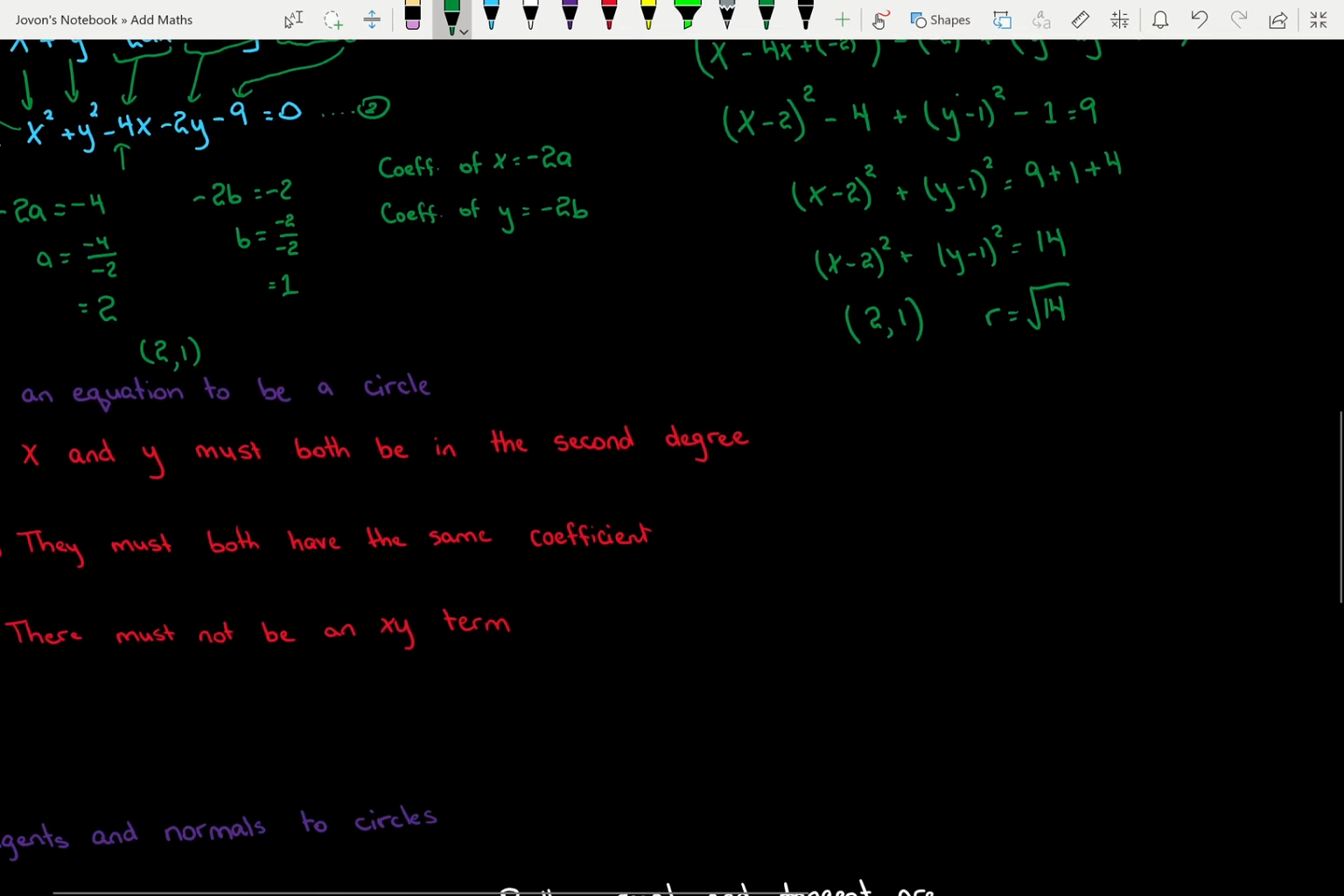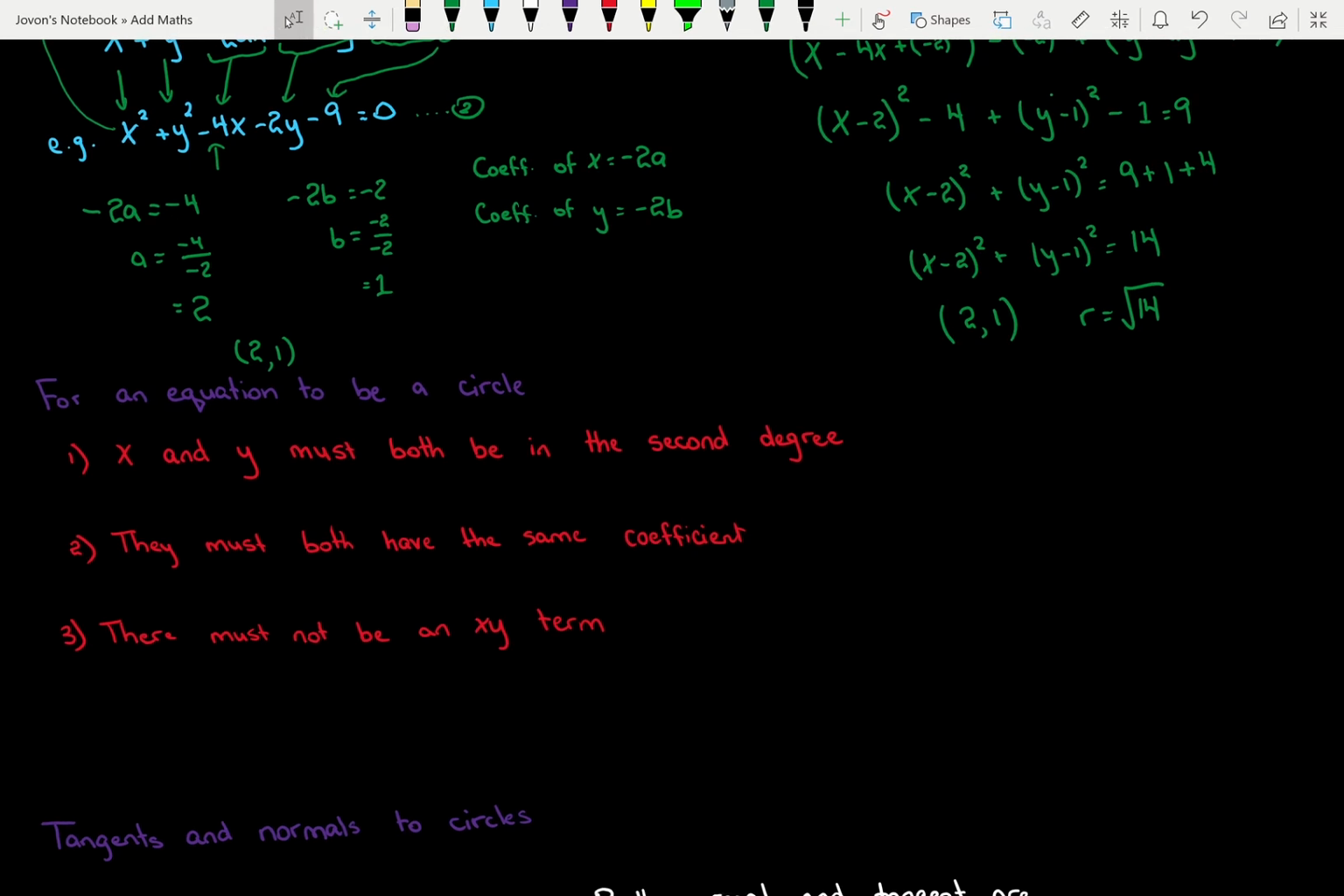Okay, so we need to know why this equation is a circle, and the conditions for knowing whether or not it's a circle. The first condition is that the x and y must both be in the second degree. So what is the degree? The degree of a polynomial is the highest power of x or y in the polynomial. So what this means is that we have x to the power of n, and the highest power n could be is 2, meaning it's in the second degree. If it's x cubed plus y cubed, it is not a circle. So you must have an x squared term and you must have a y squared term.